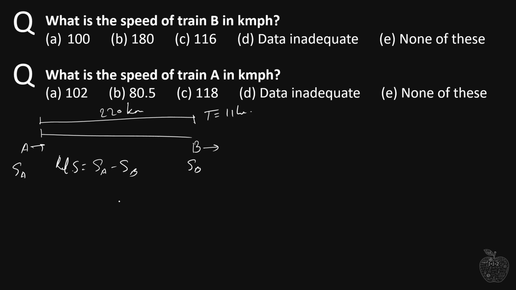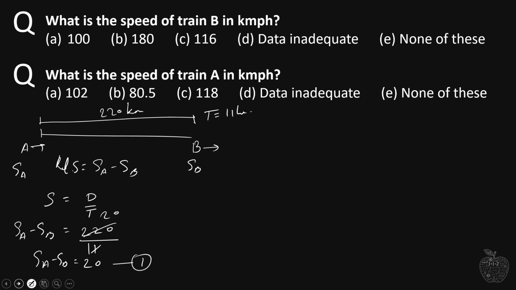Now let's use the formula that says speed is equal to distance upon time. Speed here is SA minus SB, which is equal to distance, 220 kilometers, divided by time, which is 11 hours. So we get SA minus SB equals 20. Let's call this equation 1.